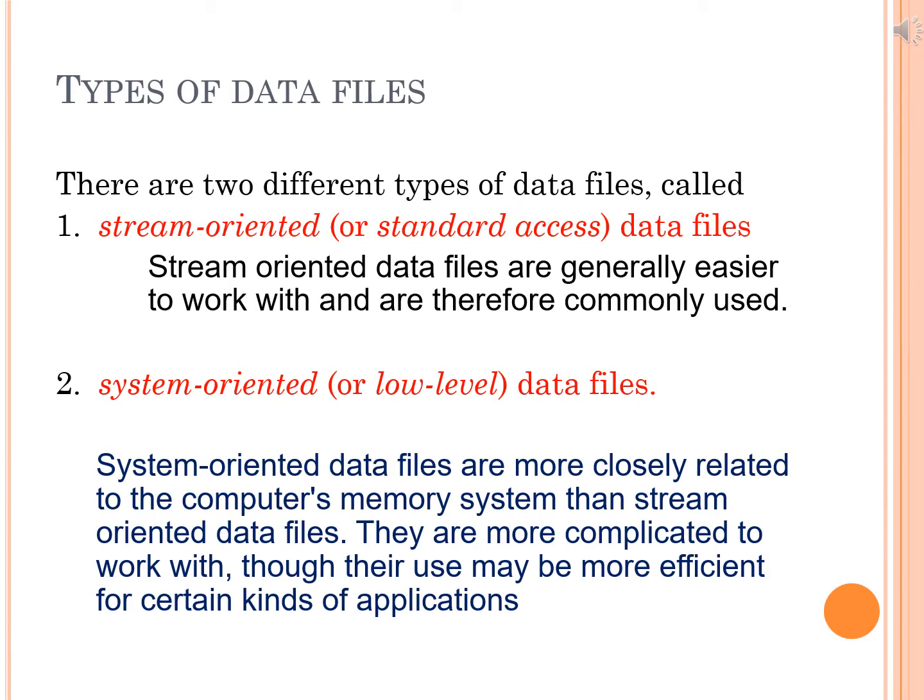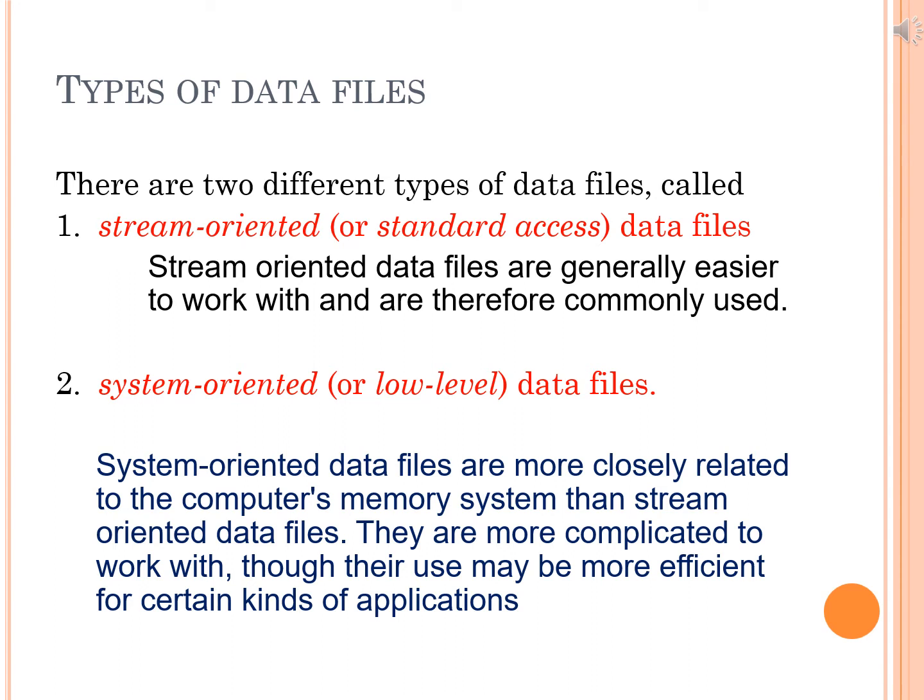We actually have two main broad classifications of data files. One is the stream oriented or the standard access data files, and the other is the system oriented low level data files. Users generally use the stream oriented data files, which are easier to work with and commonly used. The other one is the system oriented data files, which are more closely related to the computer's memory system, and these are complicated to work with, and must be used with certain kinds of applications.